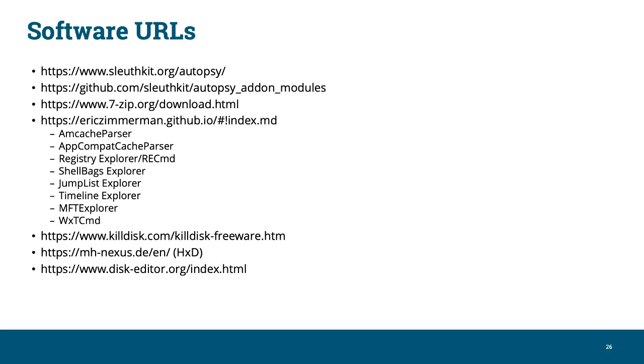We're also going to download KillDisk. We're going to download HxD, which is a hex editor. We're going to download Active Disk Editor, which is also a hex editor, but I'm going to show you where we're going to use both of these tools. We're also going to download 4Discovery's Link Parser.